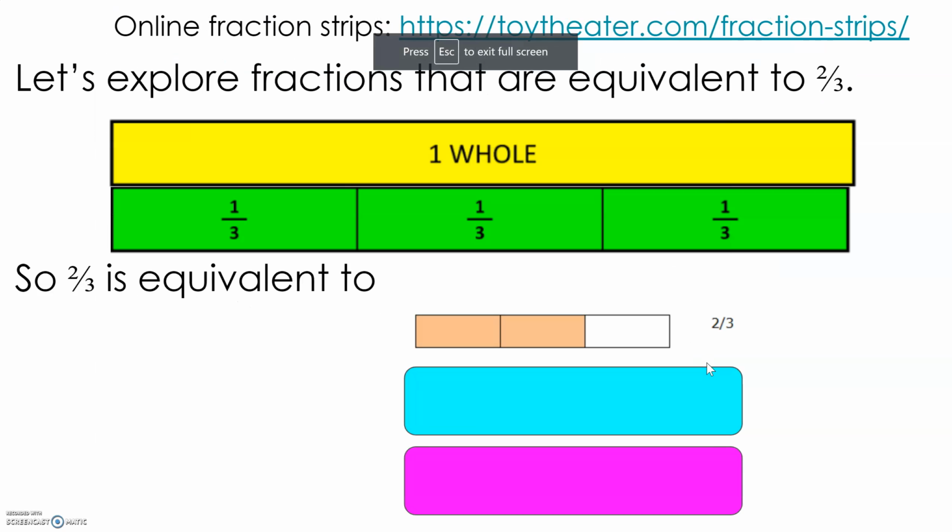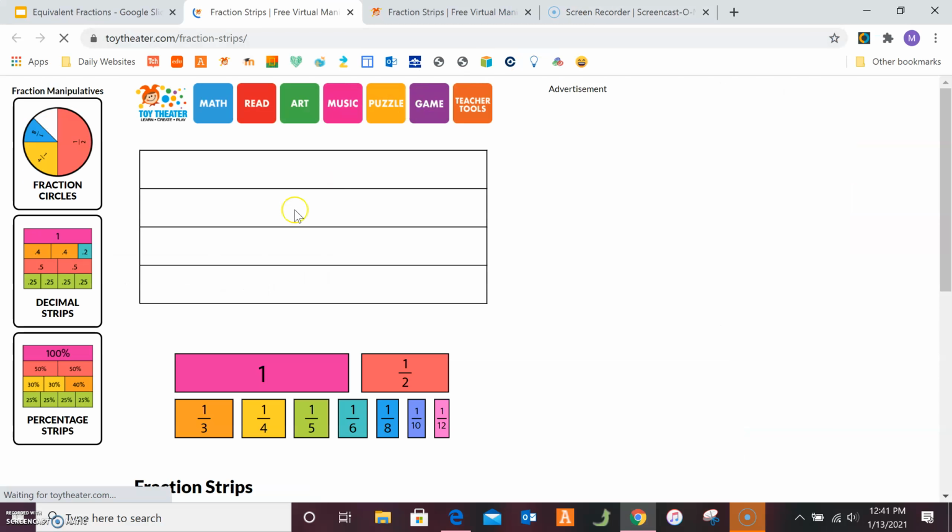Now, we've been talking about unit fractions so far. 1/2 is a unit fraction, 1/3 is a unit fraction. When we talk about only one piece, that's a unit fraction. But we can find equivalent fractions to other fractions like 2/3. Remember, for 2/3, we would need 2 of our 1/3 pieces. And let's go and explore a little bit with 2/3.